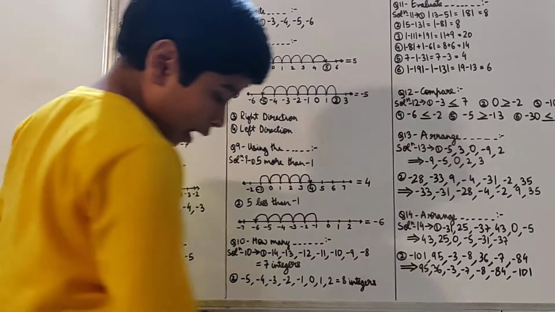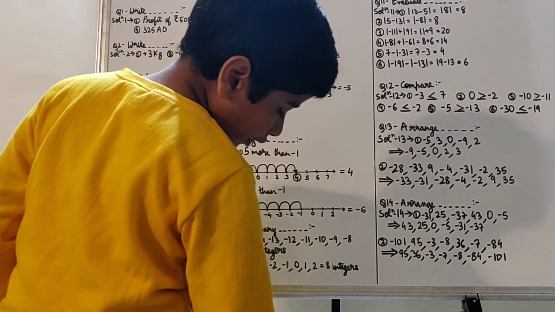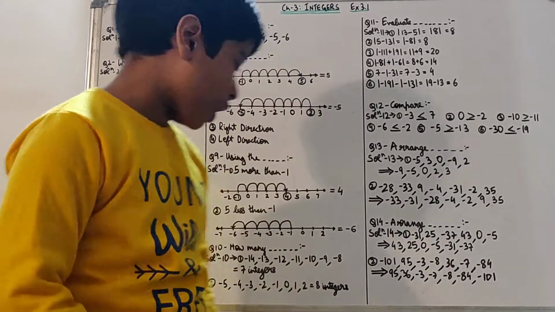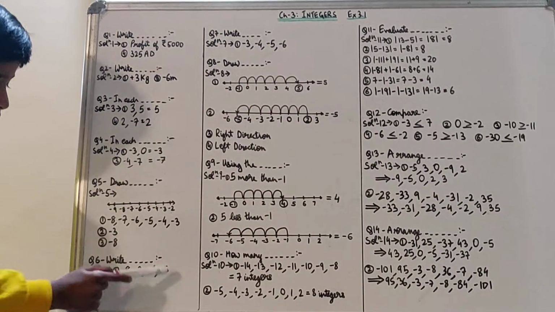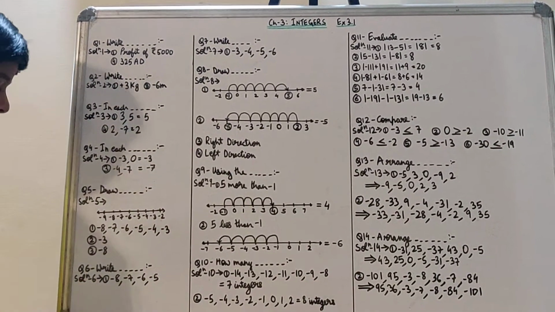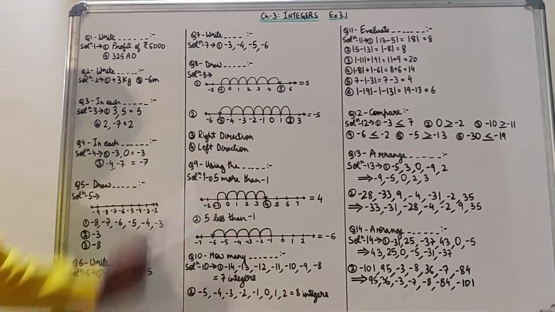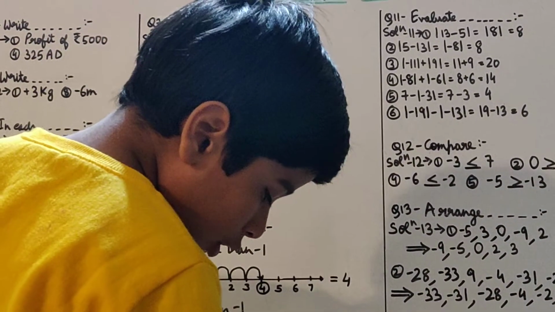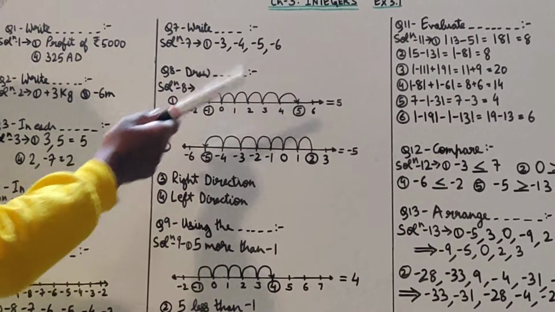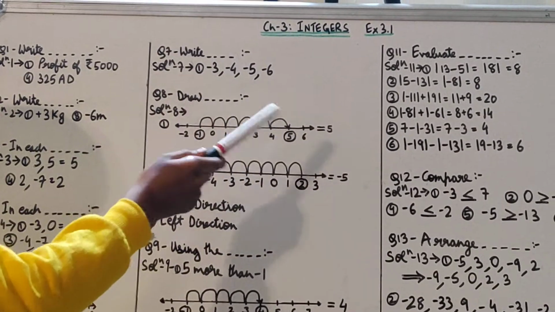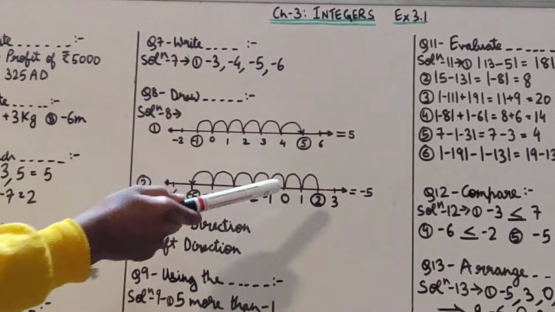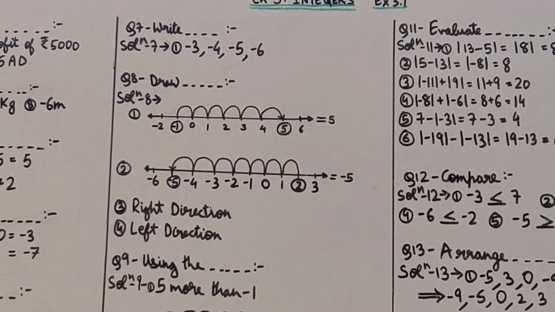Question 6. Write 4 consecutive integers just greater than -9. These are the numbers -8, -7, -6 and -5. These integers are greater than -9. Then question 7. Write 4 consecutive integers just before -2. Just before -2 means lesser than -2. So -3, -4, -5 and -6. These are lesser than and before -2.